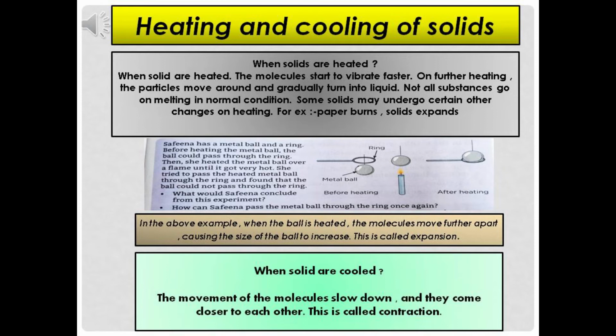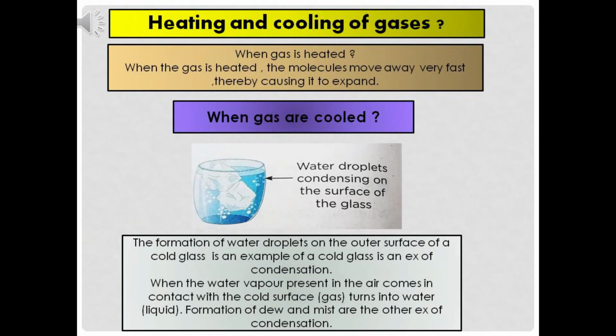In the above example, when the ball is heated, the molecules move further apart, causing the size of the ball to increase. This is called expansion. When solids are cooled, the movement of the molecules slows down and they come closer to each other. This is called contraction. Now we are going to learn heating and cooling of gases. When gas is heated, the molecules move away very fast, thereby causing it to expand.